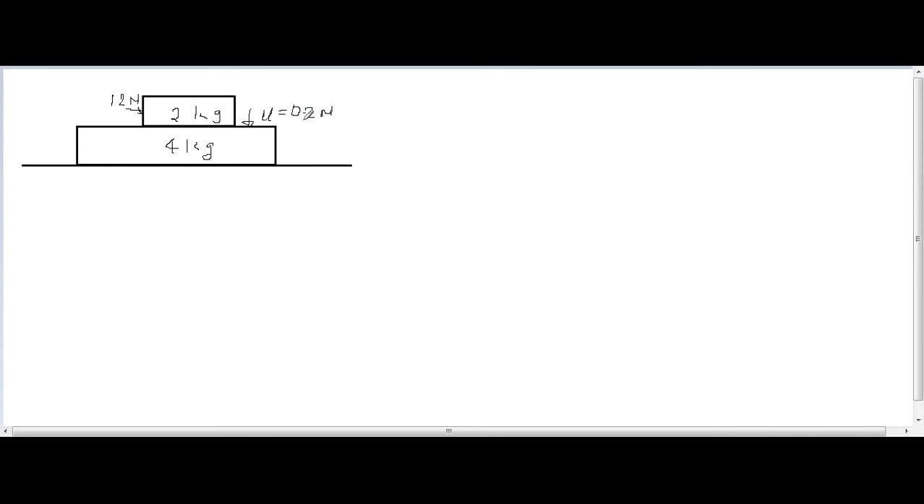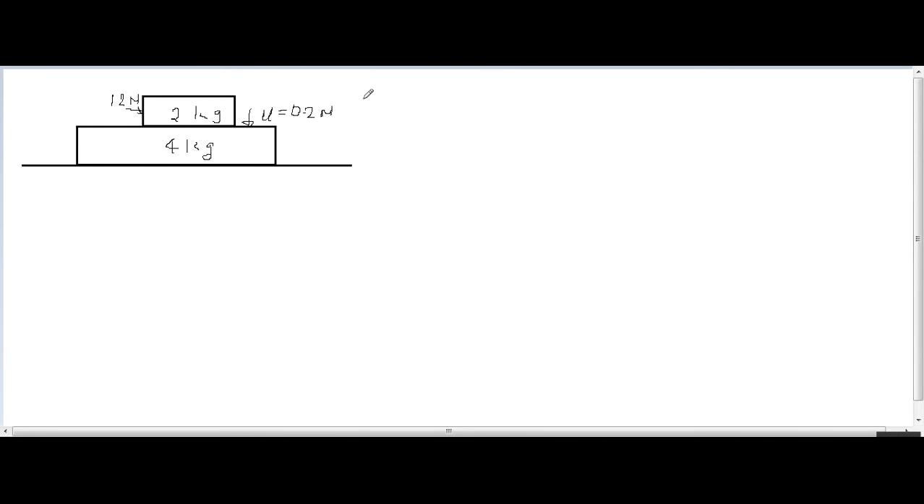As I said earlier, the most important thing in friction is to determine the direction of friction, and it can be done very easily. So let's do it.